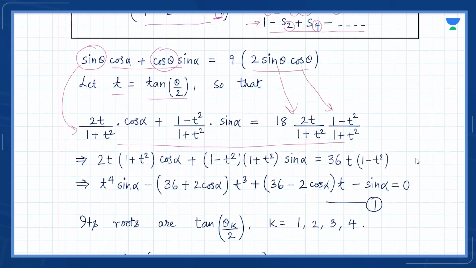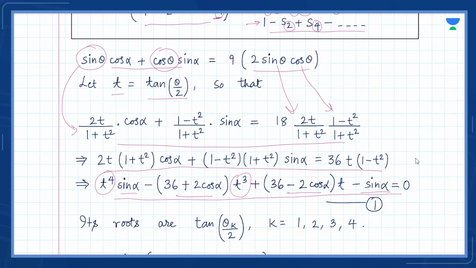Now on cross multiplication, the equation becomes this, and on rearranging we get this form of the equation. We have simply collected the terms of t power 4, okay, and clubbed the terms of t power 3, so that it simply becomes a polynomial equation in t.